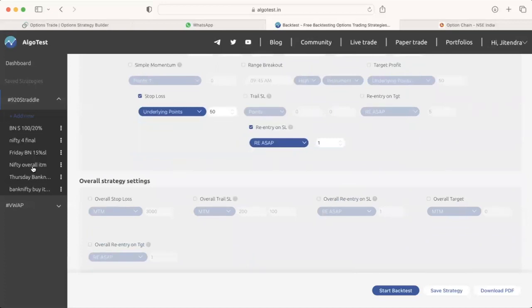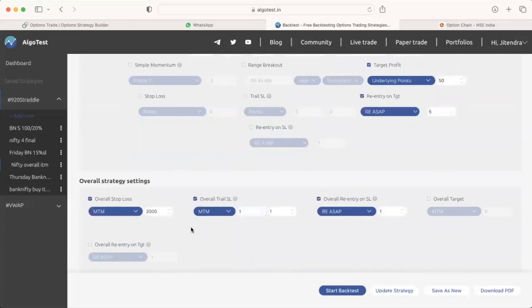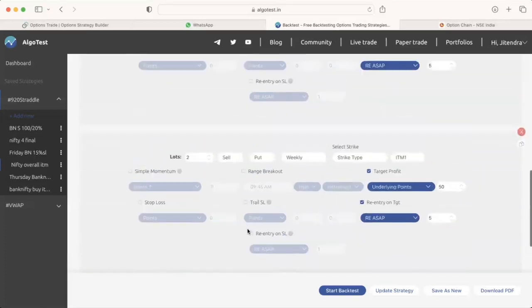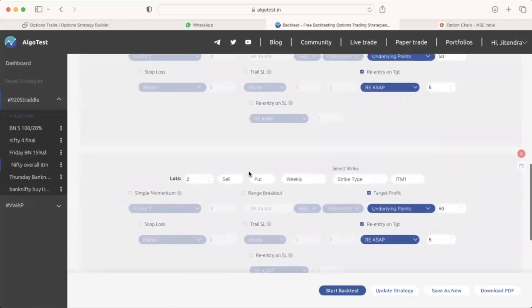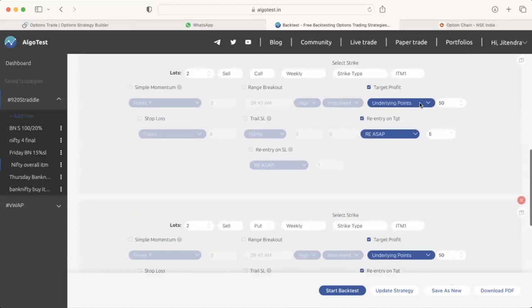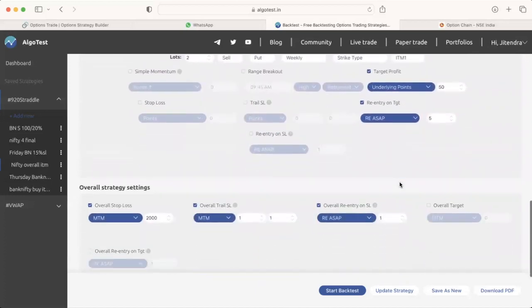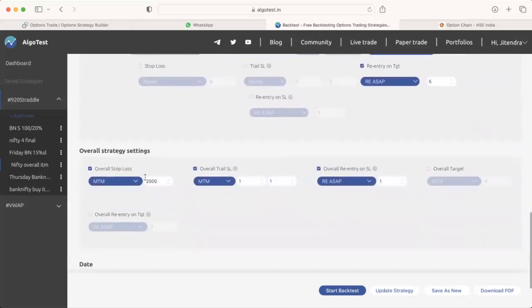I have one strategy wherein the overall stop loss is 2,000 for 2 lots. Overall trail stop loss is 1:1. That is one. And overall re-entry is also there. So we can get 2 times the profit. Then we have the same thing, that is underlying points is 50 re-entry. And if the stop loss gets hit, the new legs will get started.